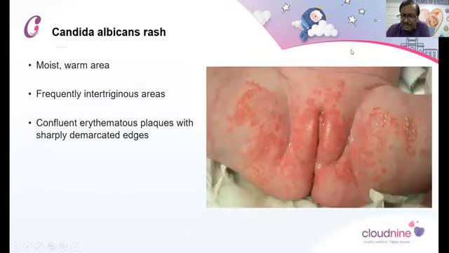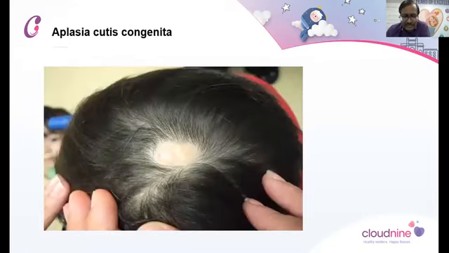So this is candida diaper dermatitis. You can see all the satellite lesions. You can treat with antifungal for a week. And sometimes you see aplasia cutis congenita.